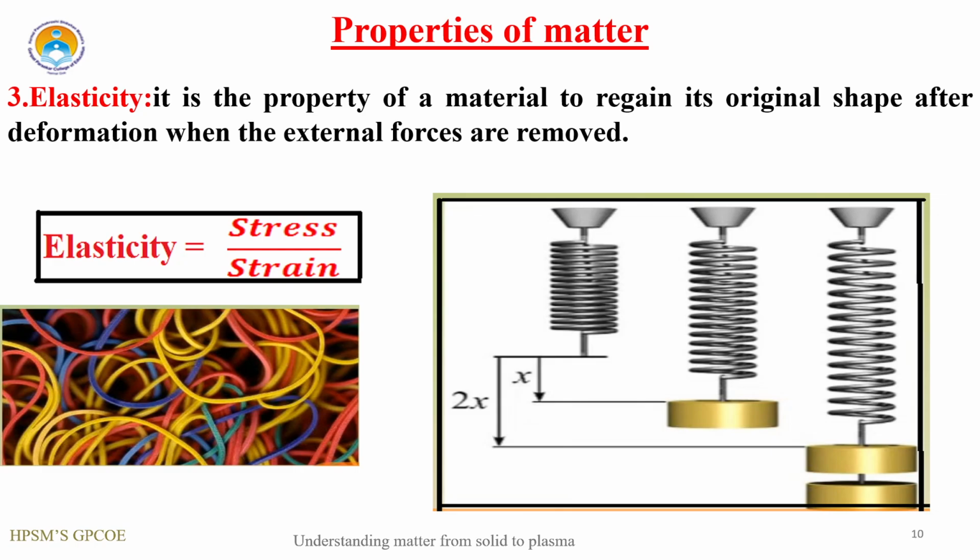The second example is the common rubber band that we are using. It also has the stress proportional to the strain. So within an elastic limit, we are going to get the stress directly proportional to the strain without going for a permanent deformation.